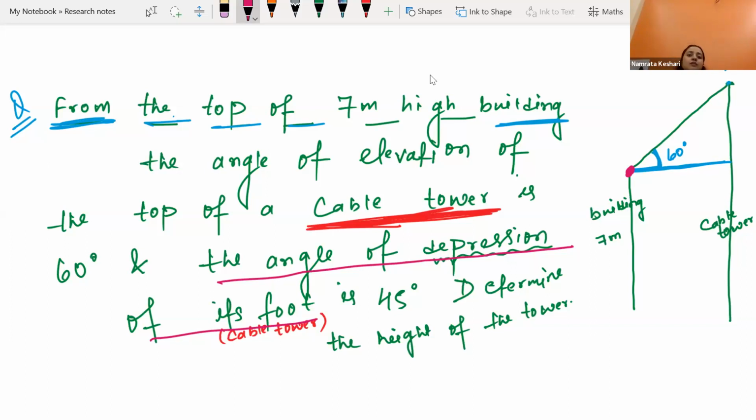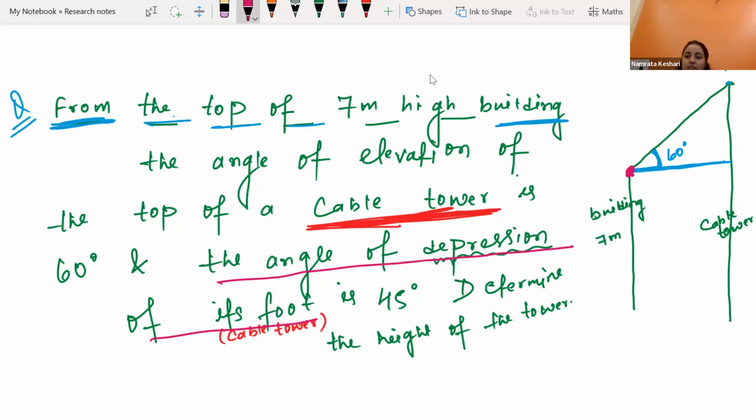This is how in English also we write the sentences. That there is a girl, maybe the name is Sneha. She studies in class 10 and then after that, again and again, we don't say Sneha, Sneha, Sneha. We say she is. And she means we understand we are talking about Sneha only. Here also, its means we understand we are talking about the cable tower. So the angle of depression of the foot of the cable tower is 45 degrees.